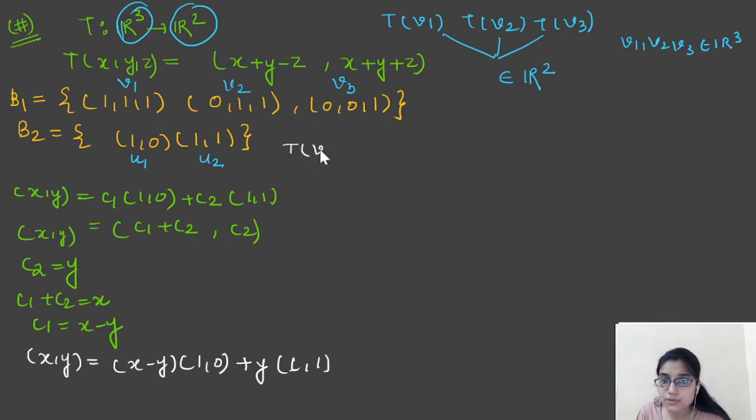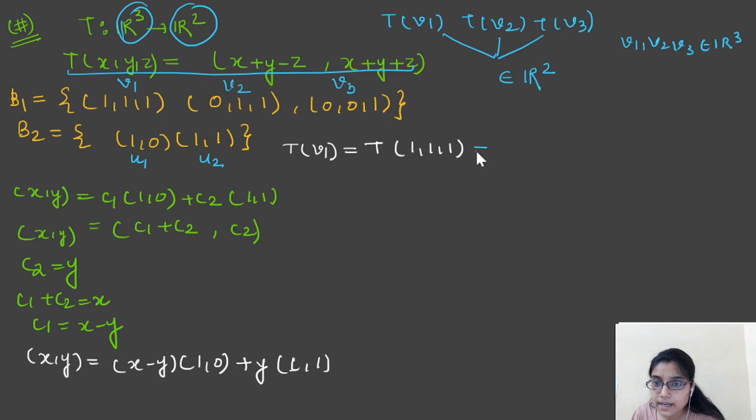So you need to find out T(V1). This is your T of (1, 1, 1). And now which definition are you going to use? The definition that you are going to use is this one, that is x plus y minus z. So this is 1 plus 1 minus 1, this is 1. This is x plus y plus z, this is going to be 3.